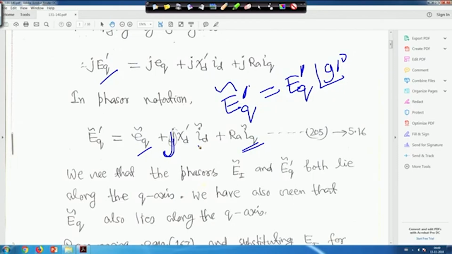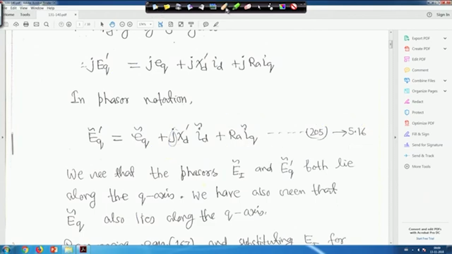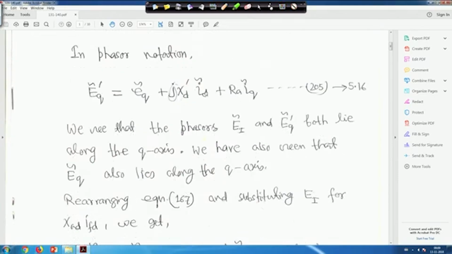So, this is your phase, and this is for my reference, equation 205. Now, we see that the phasor EI tilde and EQ dash tilde both lie along the Q axis. We have also seen that EQ tilde also lies along the Q axis, just on the previous page.